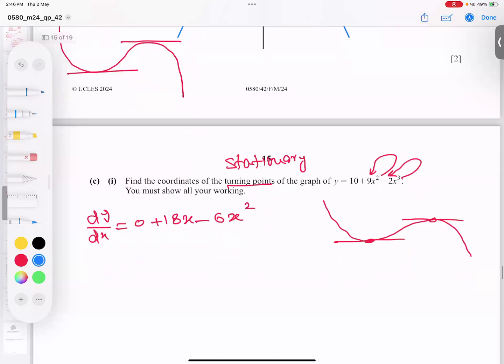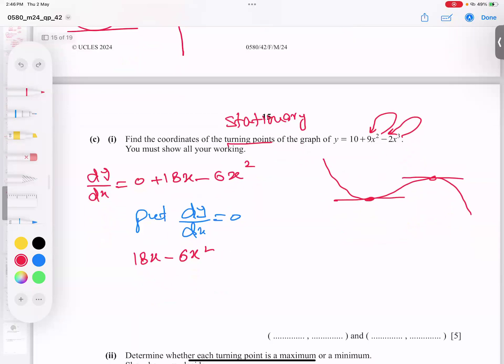And now after this, I must put the derivative equal to 0. The reason is very simple: the gradient is 0. So when I put 0 here, students, what do I get? I get 18x minus 6x squared is equal to 0. You can write 0 here, or here, no problem, or even here, no issue.